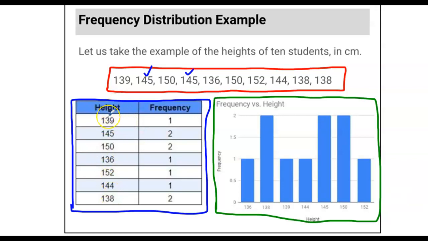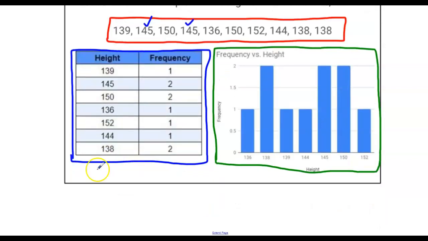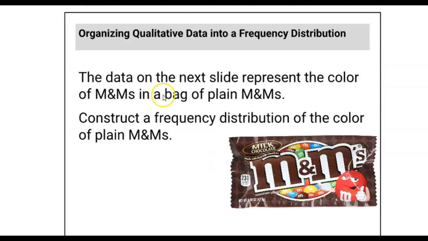A frequency table does not have to be listed in order. It should be, but it doesn't have to. But a bar graph or any other graph like a histogram must be organized in numerical order, right? 136 is the smallest, 152 is the largest, and so on. All right, moving on to the next slide.